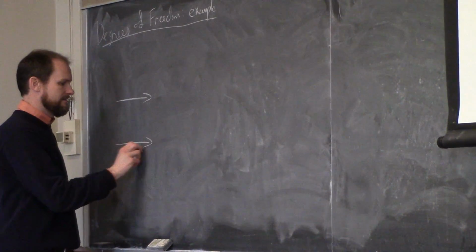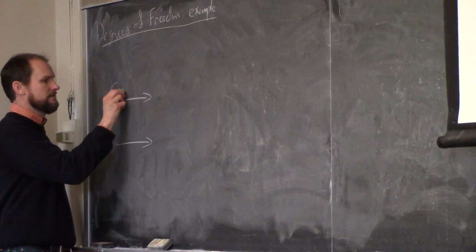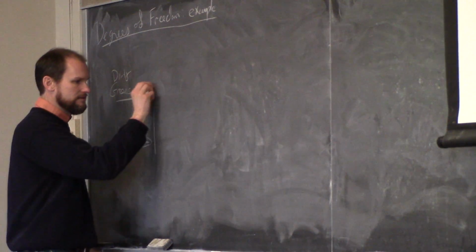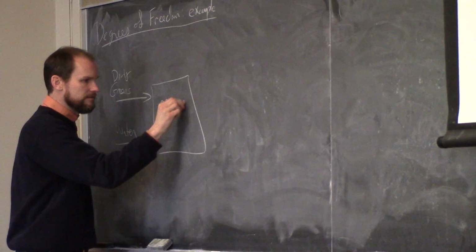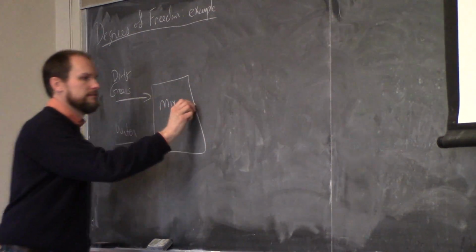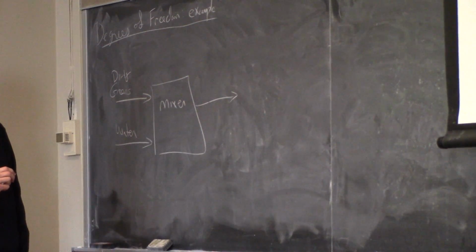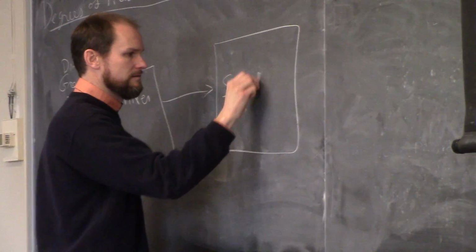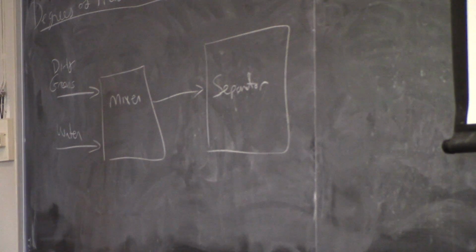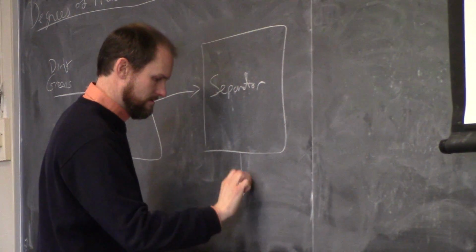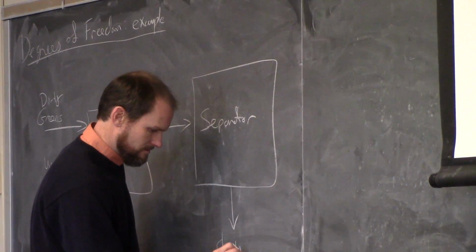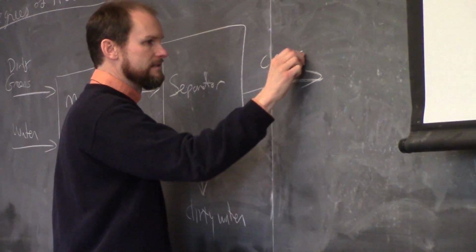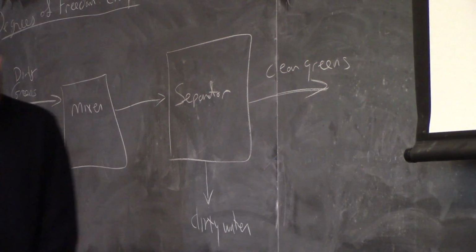Water and dirty greens. And it's a mixer. Yeah. And then there's 1 stream coming out, and that has everything in it, and it goes into a separator. Then you have a stream of dirty water and dirty greens, and water and clean greens. Great.